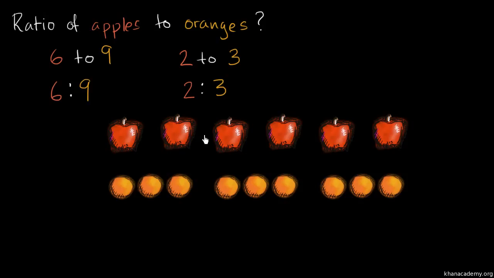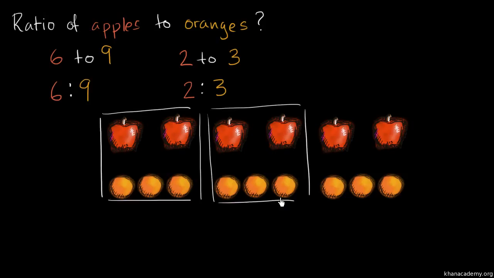Well, look, we divided each of these groups into 3. So one way to think about it, if you divide this whole total into 3 groups, one group, 2 groups, and 3 equal groups, we see that in each of those groups, for every 2 apples, we have 3 oranges. So, once again, the ratio of apples to oranges, for every 2 apples, we have 3 oranges.